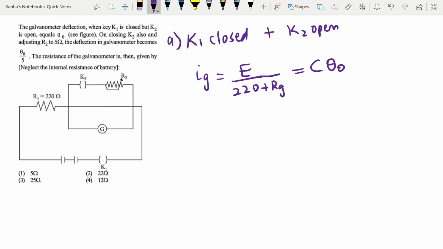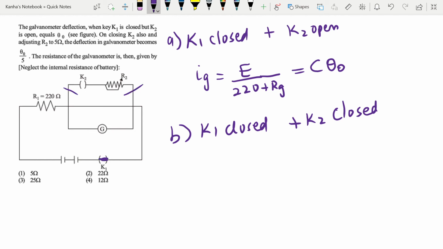Now when both the keys are closed, K1 closed plus K2 closed. First of all, you know what happened in the first case when K1 was closed. This circuit was closed, but there was no current flowing through this branch. Because this has no resistance, whatever current was there in the branch was flowing through this, and this was your Ig. Now in the second case, you are closing both K1 and K2 as well. So this is basically like applying a resistance in parallel to the galvanometer.